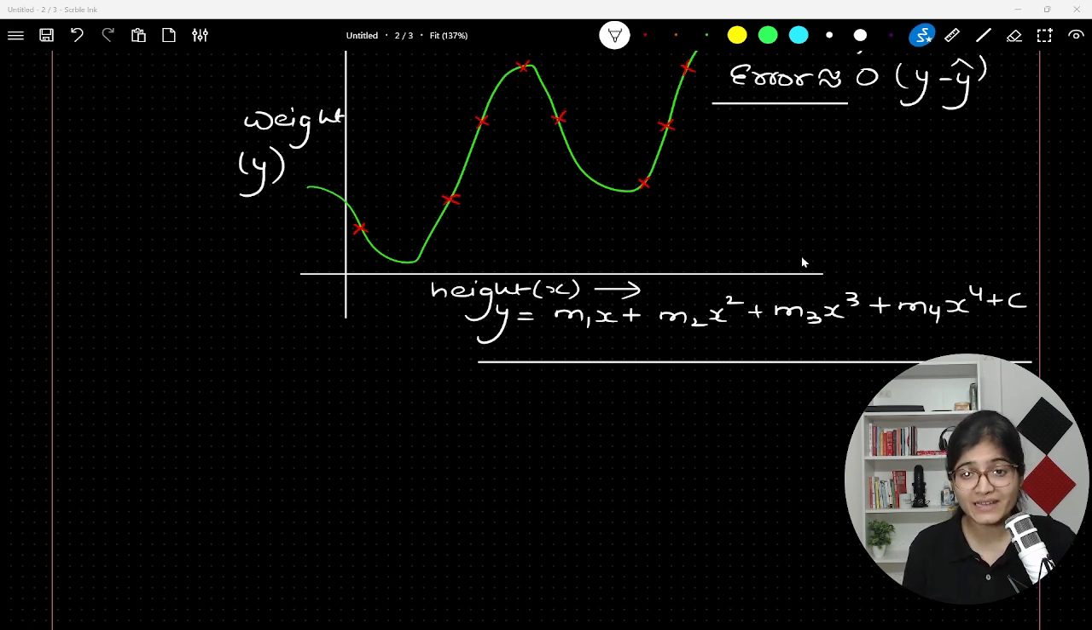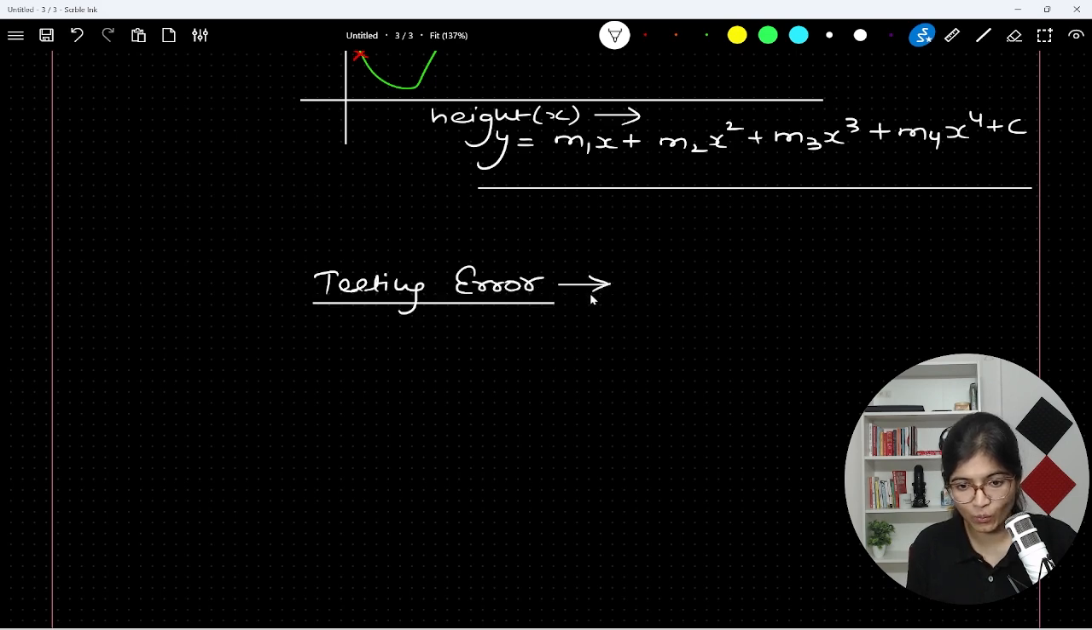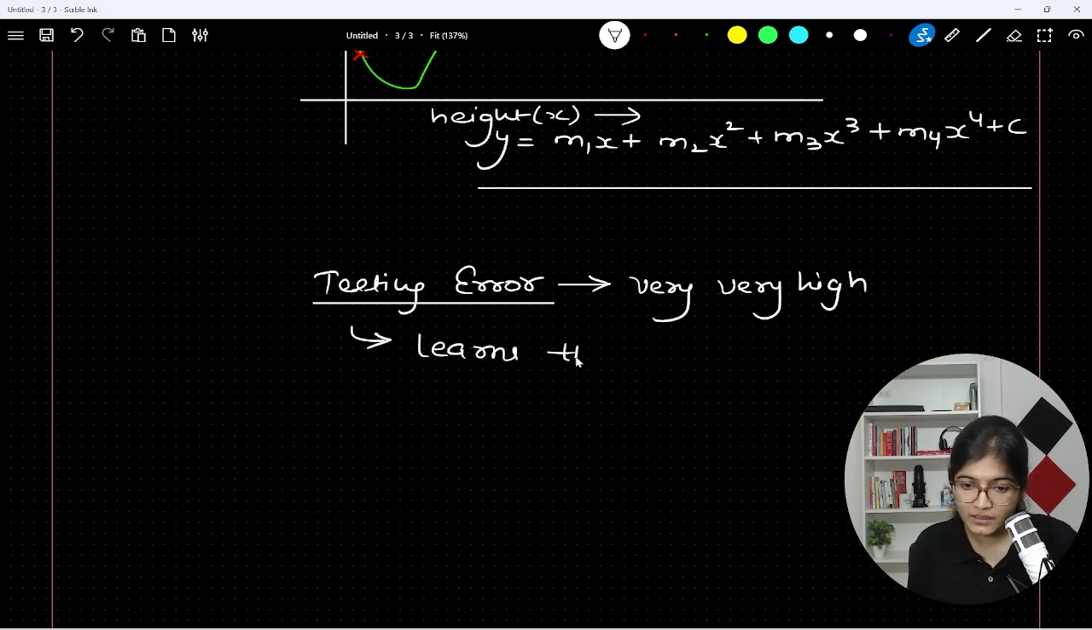Not at all. Because let's say this is a very, very complicated curve, right? Which we have got here so that the error will be minimum. So in this case, what will happen? At the time of testing, if you compute the error, it goes very, very high. Why? Because there is a reason behind this. Because your model learns the noisy data points also.